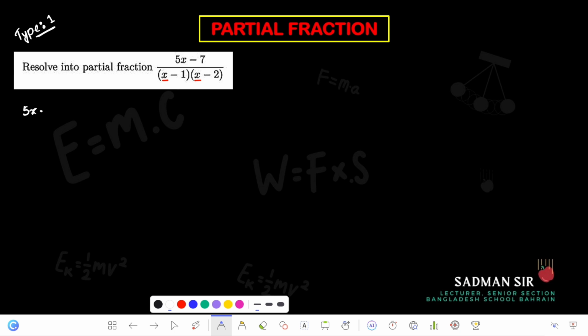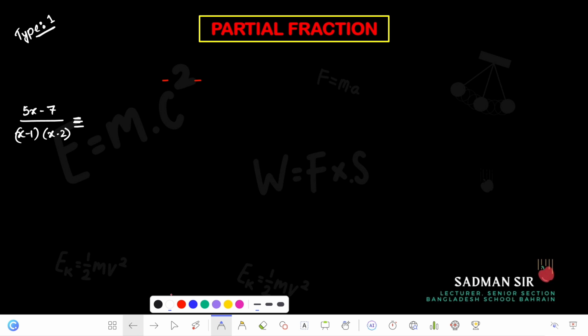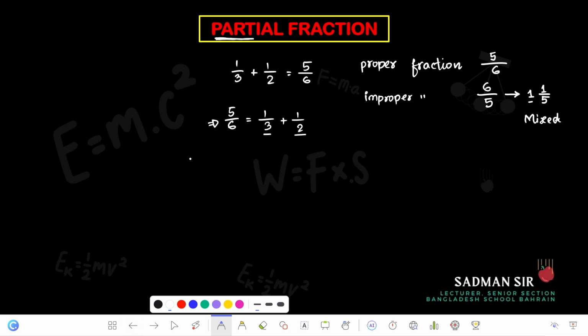Now we will start the solution process. 5x minus 7 divided by x minus 1 into x minus 2. Now we will write it equal to identity. Okay. Now we need to discuss also what is identity. Let us go back to the previous slide and let us try to understand what is identity.